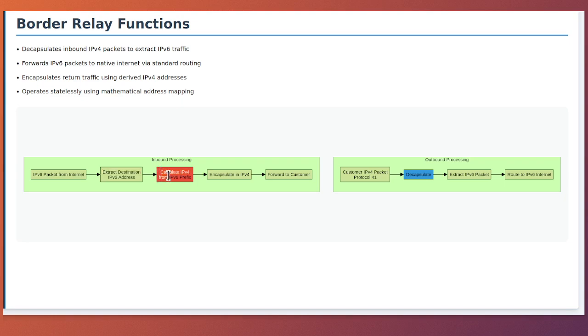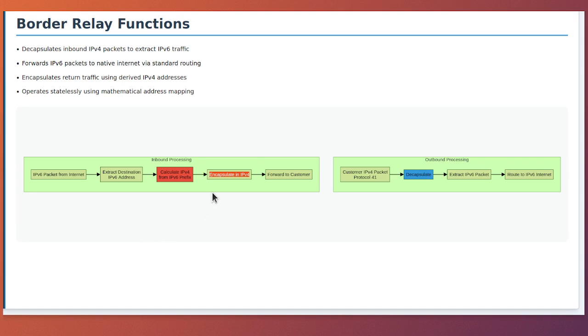The border relay looks at the destination IPv6 address and extracts the embedded IPv4 address from it using the known 6RD parameters. It then encapsulates the IPv6 packet in an IPv4 header with this extracted address as the destination. Because of the deterministic address mapping, the border relay knows exactly where to send the packet without maintaining any state tables. Border relays must be strategically placed in the network topology.